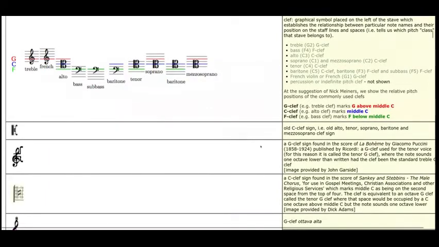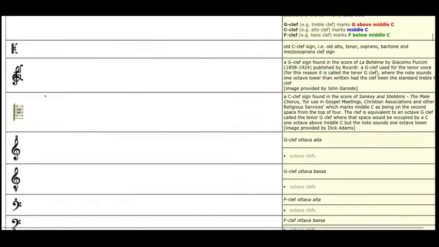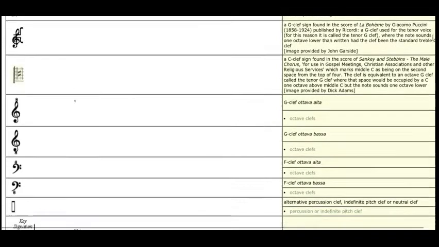So moving on, you see this next one here. That's an old style C clef, not used anymore, but you can kind of see how that evolved into the modern C clef. This is a weird G clef that was used by Puccini. Over here, this is another version of a C clef that some people used. You're not going to see those.